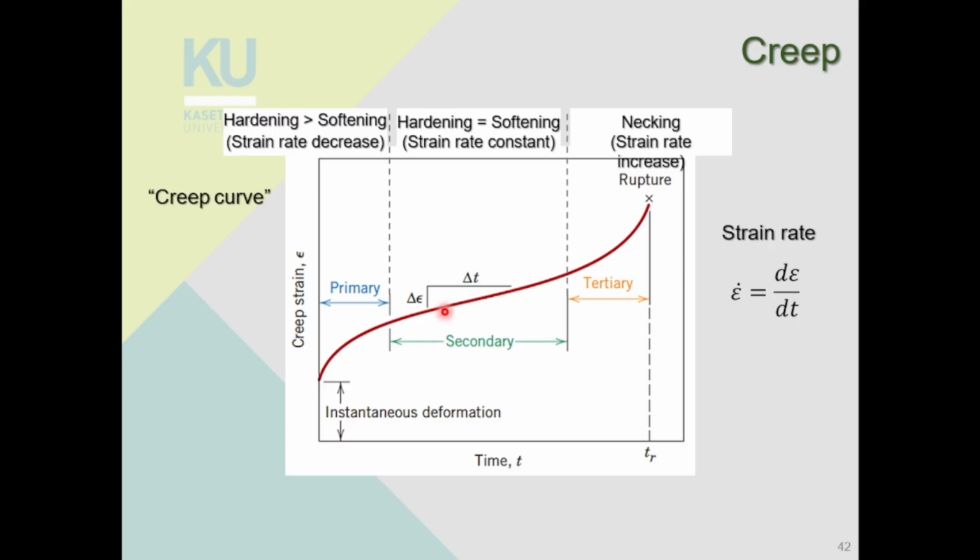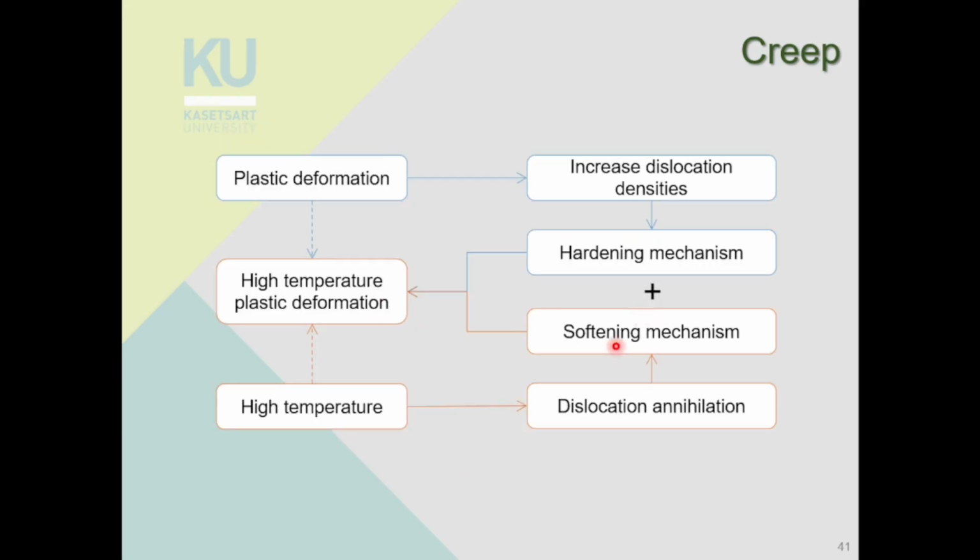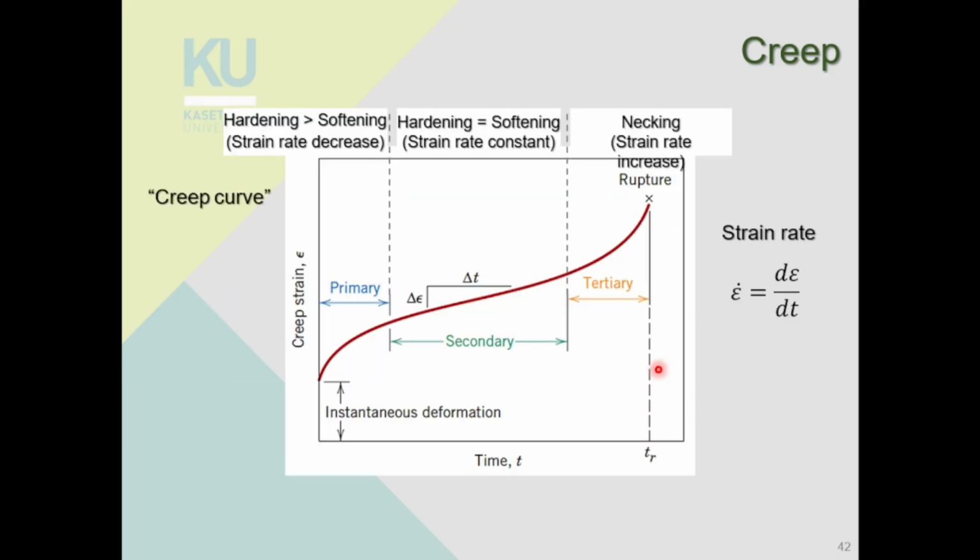But because of the higher temperature, you get this softening mechanism, right? You start to get this shape of the creep curve. You have primary creep, secondary creep, and tertiary creep. Okay, the primary creep is when the hardening is stronger than softening. You can see the strain rate decreasing. Okay, the slope is the strain rate.